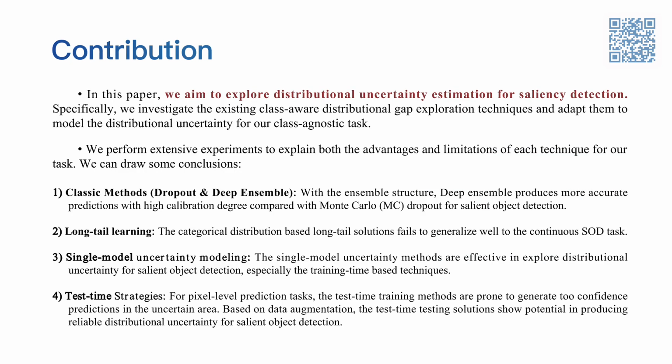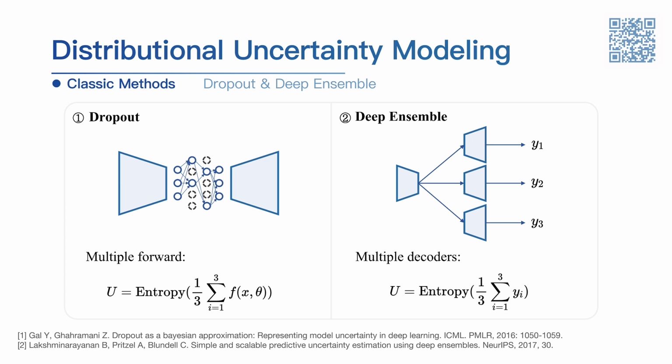In this paper, we aim to explore the distributional uncertainty estimation for salient detection. Specifically, we investigate the existing class-aware distributional gap exploration techniques and adapt them to model the distributional uncertainty for a class-agnostic task. We perform extensive experiments to explain both the advantages and limitations of each technique and draw some conclusions. Next, we will detail each of the methods we use.